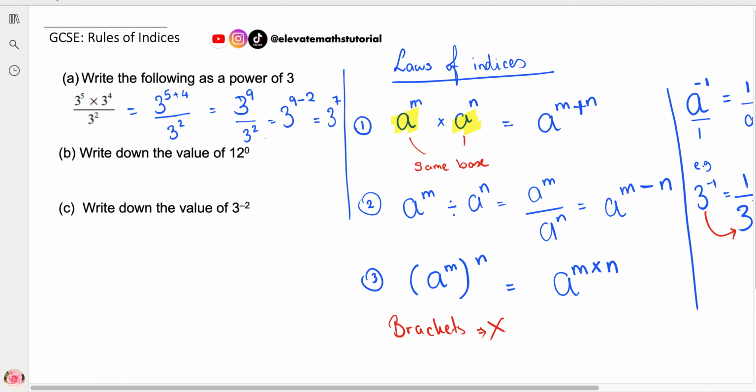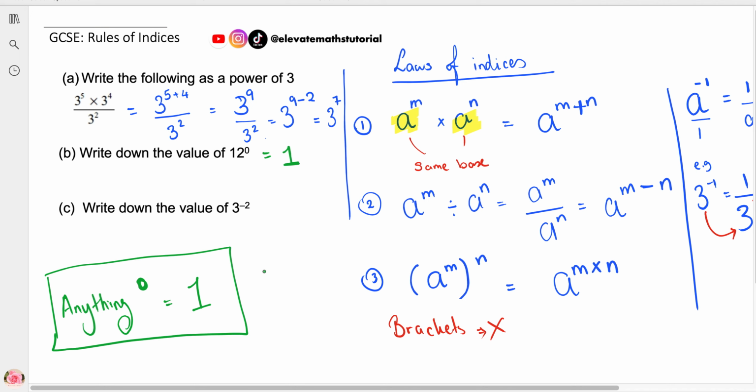And then this one here, you need to remember. This is an examiner's favorite. If I have something to the power of 0, your instinct would tell you to write it as 0, but something to the power of 0 is always 1. Anything to the power of 0 is always 1. Make sure you remember that. That's a standard question that they love to test you on now and again.